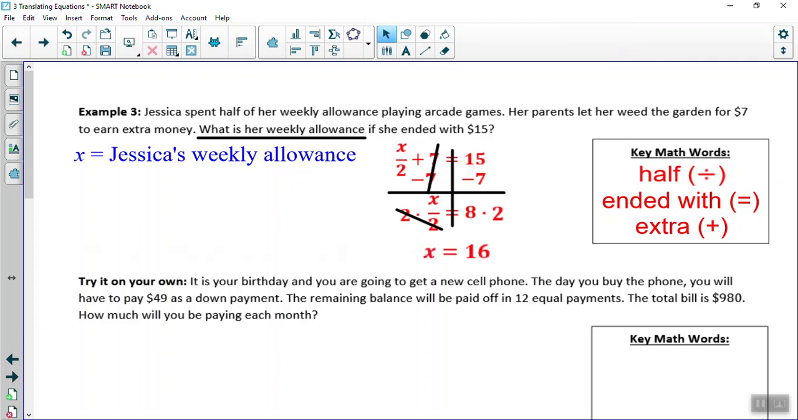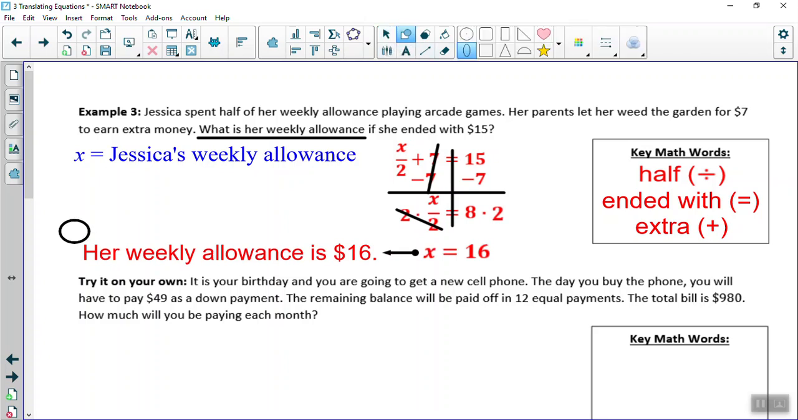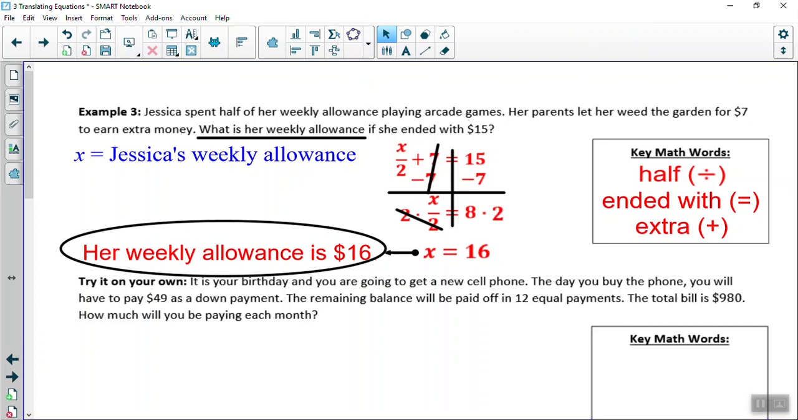All right, once again, we're going to write our answer as a sentence. So 16 what? So what is her weekly allowance? Well, that's money. So we have to make sure we use a dollar sign or use the word dollars. So her weekly allowance is $16. Circle up my answer. And then I'm done.